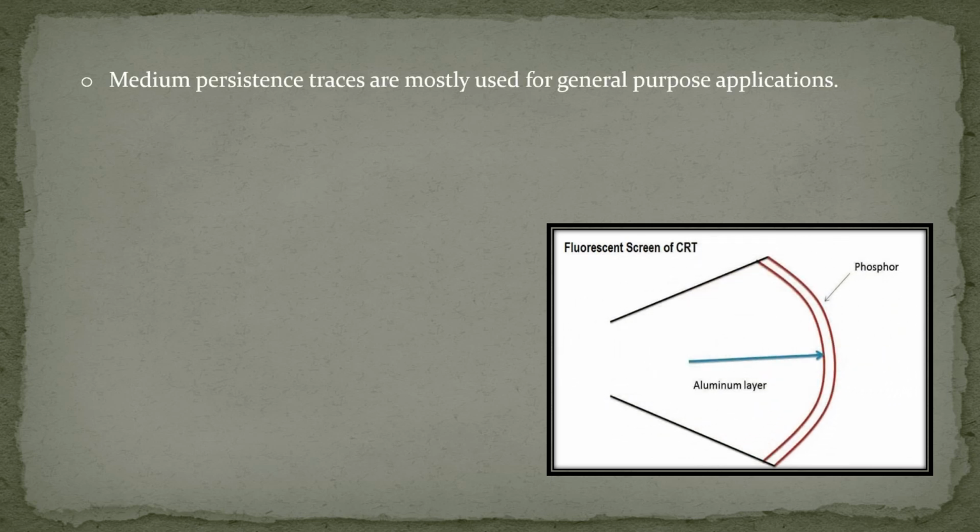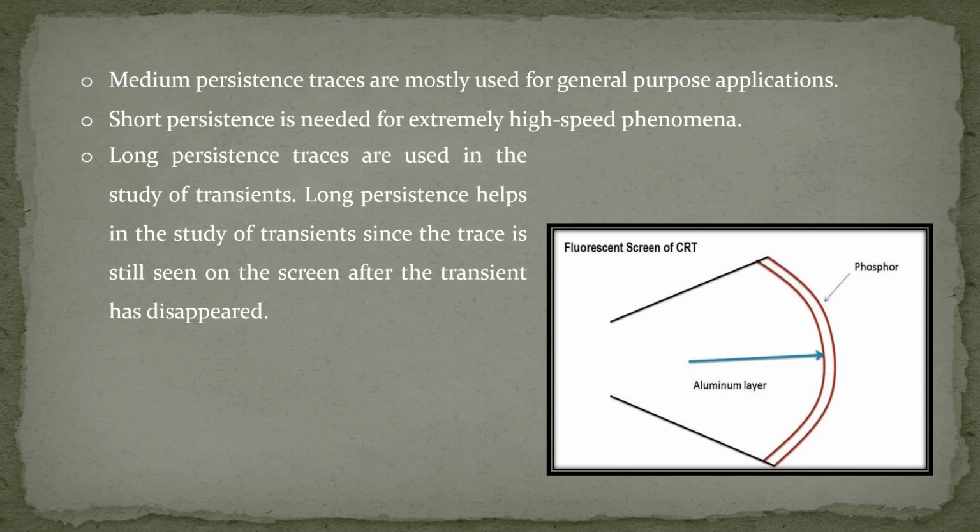Medium persistence traces are mostly used for general purpose applications. Short persistence is needed for extremely high speed phenomena. Long persistence traces are used in the study of transients. Long persistence helps in the study of transients since the trace is still seen on the screen after the transient has disappeared.